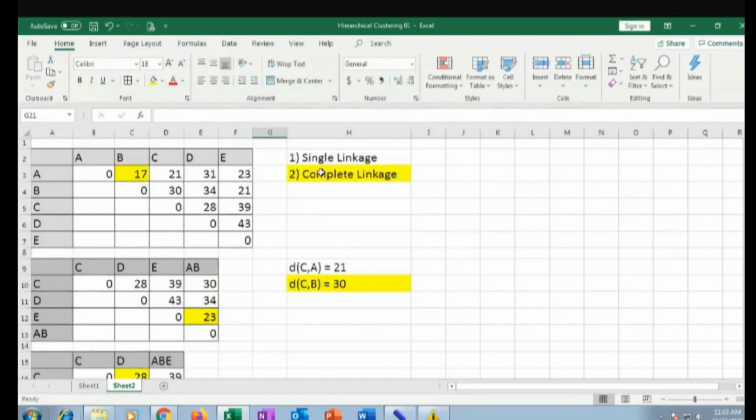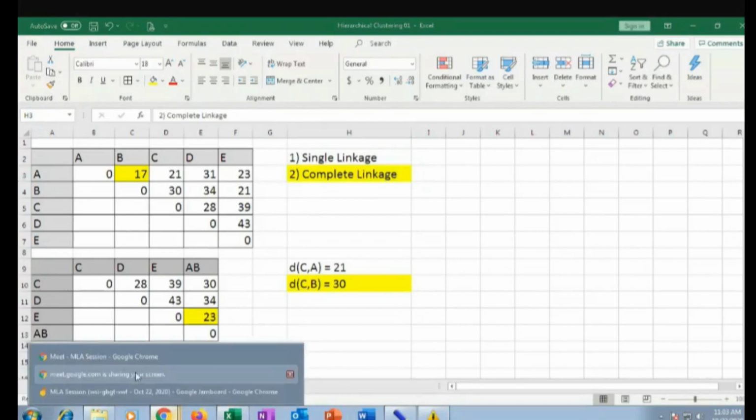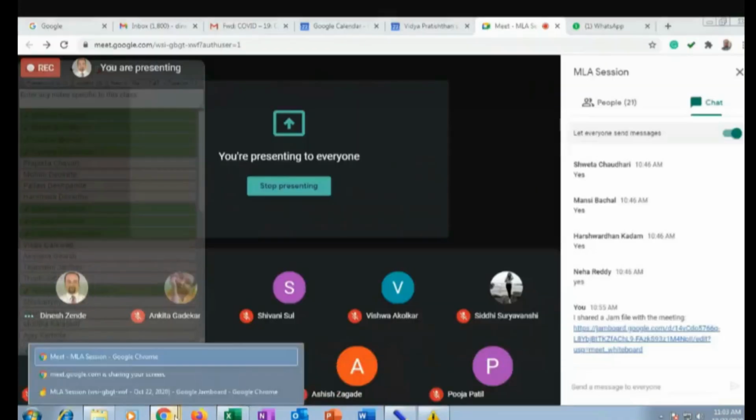So here for complete linkage, when you want to select the distance between two clusters, you will select the maximum one because you are solving with the complete linkage. But when you want to merge the clusters, you have to merge the clusters which are closest to each other. Okay, now let us draw the dendrogram for this. So how will you draw the dendrogram?